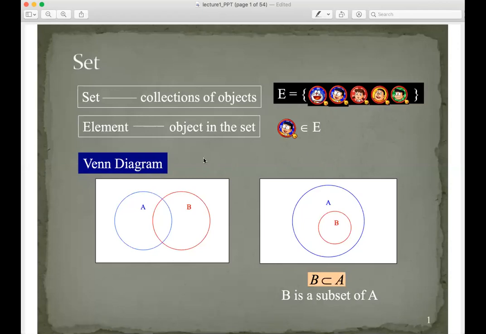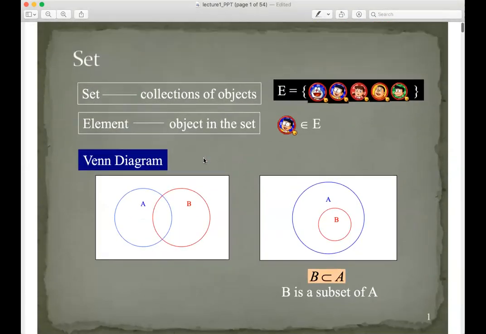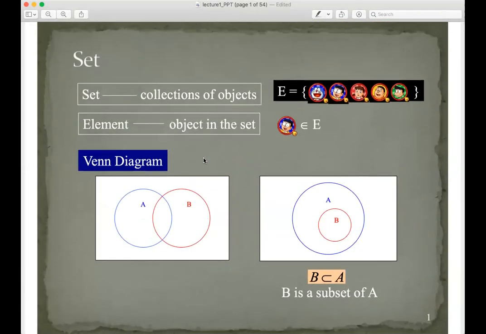We usually use the Venn diagram to indicate the relationship between different sets. For example, we draw a circle to indicate the set A, and this is the set B. If we see any overlapping between the sets A and B, we say those are the elements that belong to set A, as well as belong to set B.